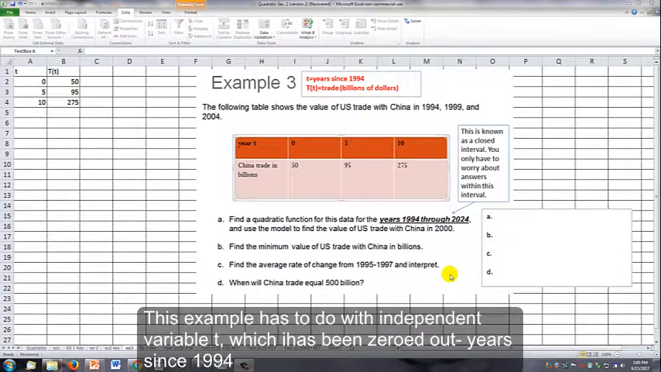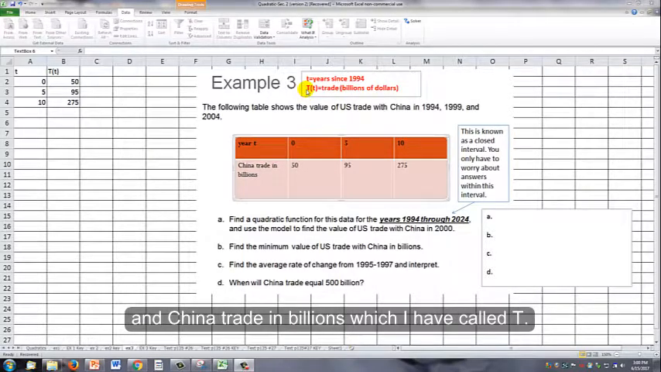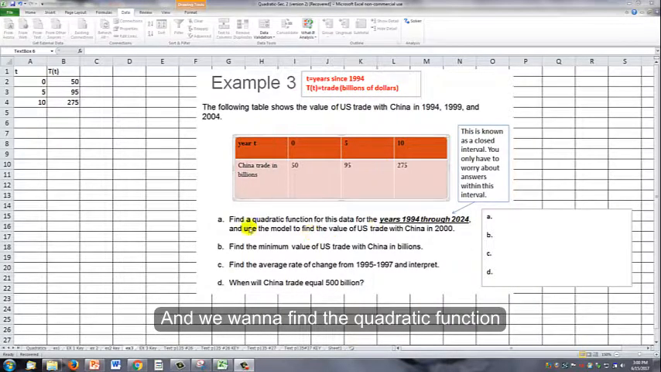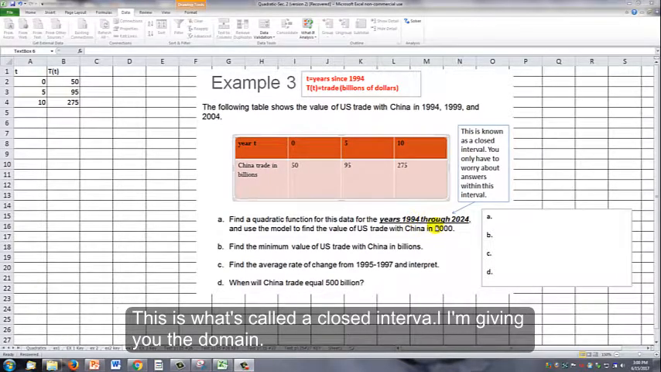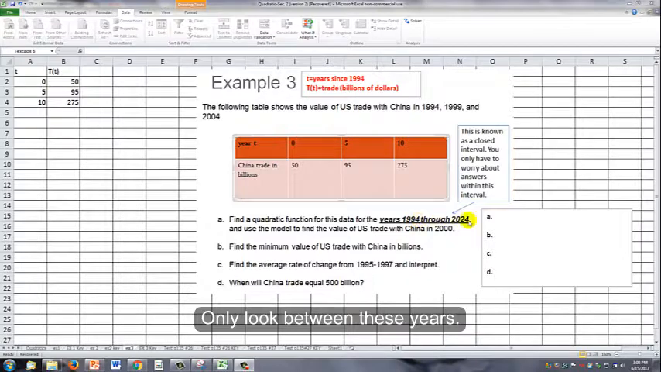Okay, read through example 3, including the questions A through D. This example has to do with independent variable t, which has been zeroed out years since 1994, and China trade in billions, which I've called t. And we want to find a quadratic function for the years 94 through 2024. This is what's called a closed interval. I'm giving you the domain. Only look between these years.